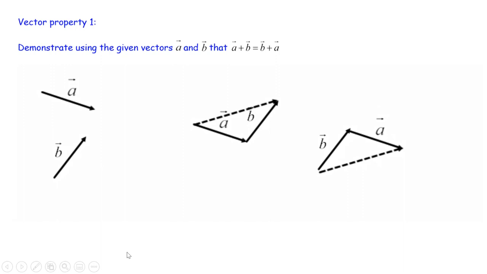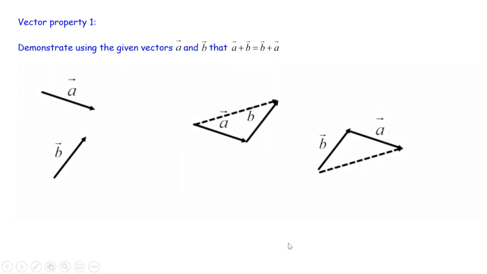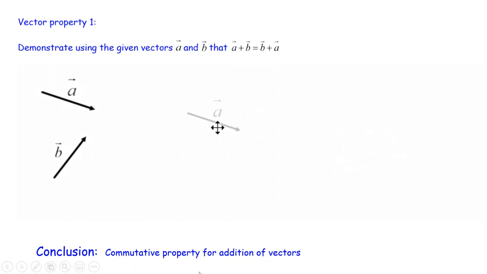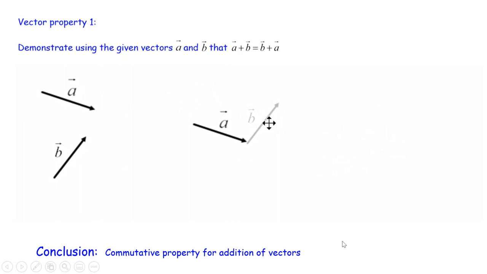Somebody had asked that question before, and I'm just giving you a demonstration of the fact that it does work, for addition, not for subtraction. And we certainly haven't talked about multiplication and division yet. We will talk about multiplication later on in the course. Okay, so there's a conclusion. The commutative property for addition of vectors is absolutely 100% proven.